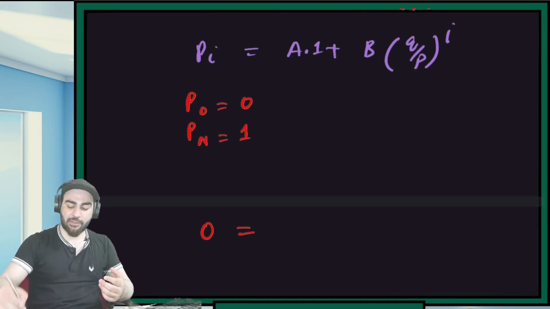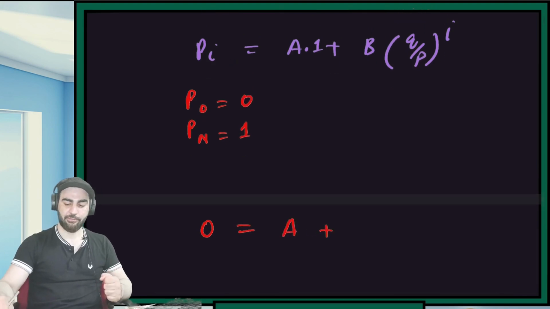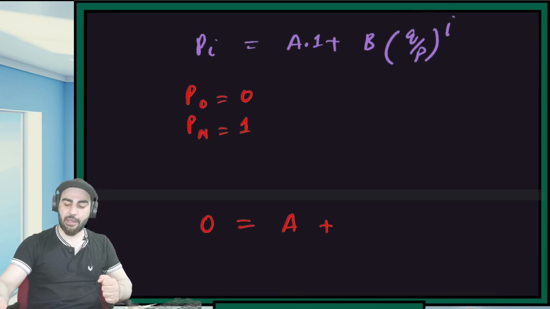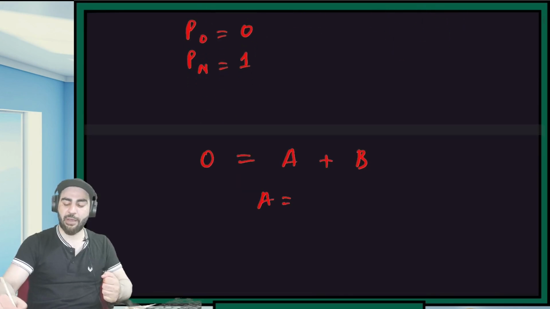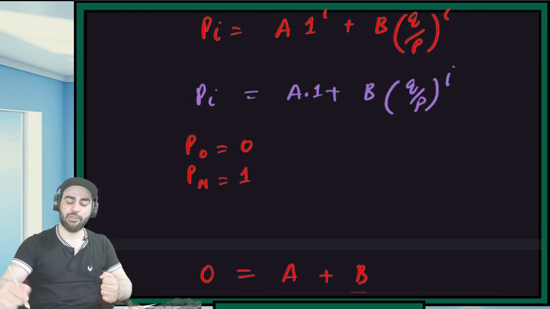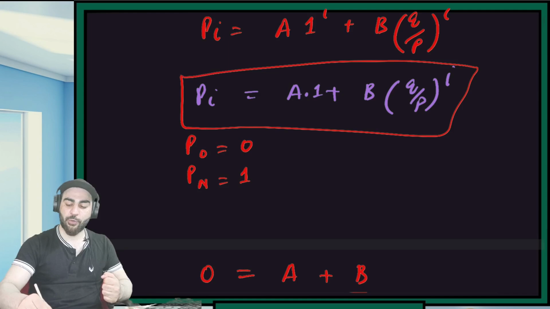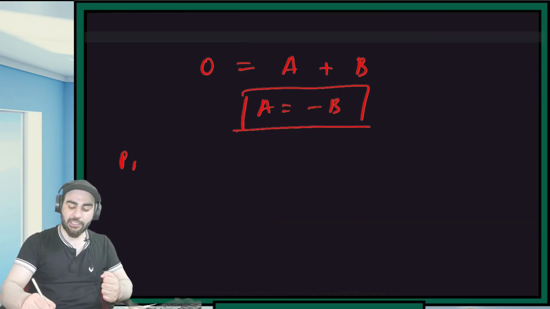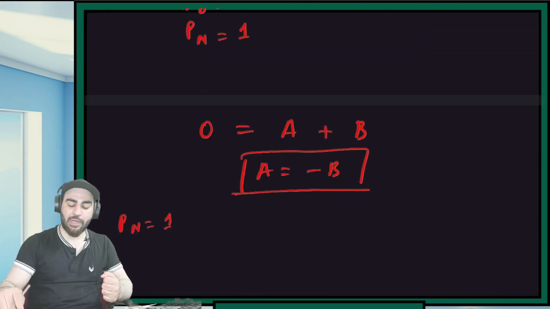Then a times 1 is a, plus b, and i is 0, so anything raised to the power 0 is 1, so this is a plus b. So from the first boundary condition, we get a is equal to minus b. Substituting the first boundary condition, we got a is equal to minus b, and accordingly we'll put the second boundary condition, p of n is equal to 1.